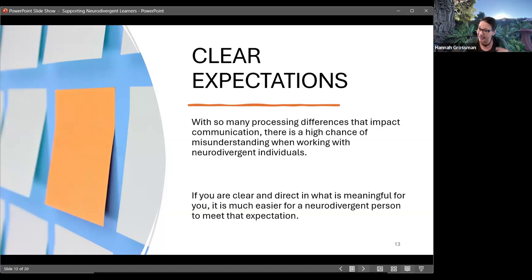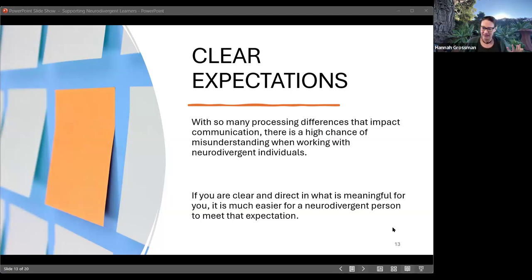by communicating that clearly, by communicating that in multiple ways, by communicating that in writing, it makes it much easier for your neurodivergent learners to meet that expectation. If they understand the expectation, they will have a better chance of meeting it. And so by having it be really clear, by having it be really direct, by having it communicated in multiple ways, it makes it much more accessible.